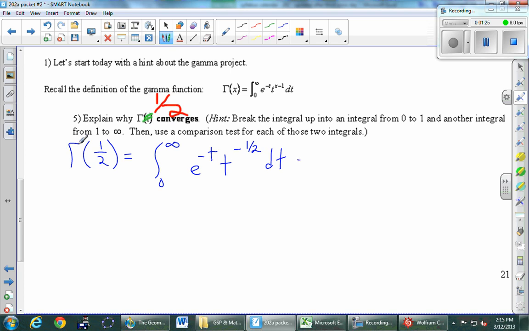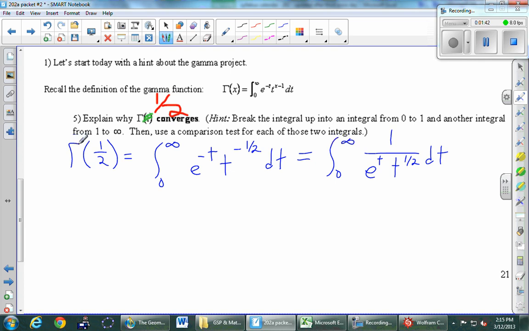And I'm going to rewrite this integral. I know we're supposed to split it up, but before we do, I don't like having negative powers. I don't quite understand them, so I'm just going to make them positive and put both of these guys downstairs. And now we're going to split this up.